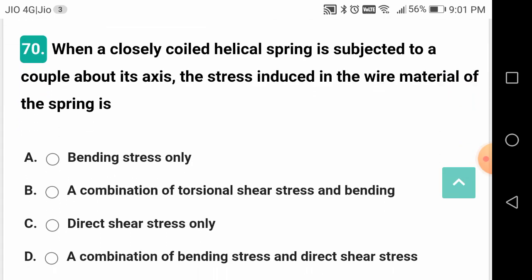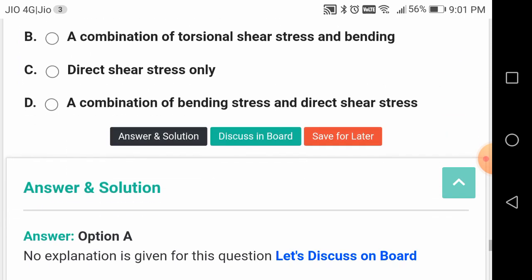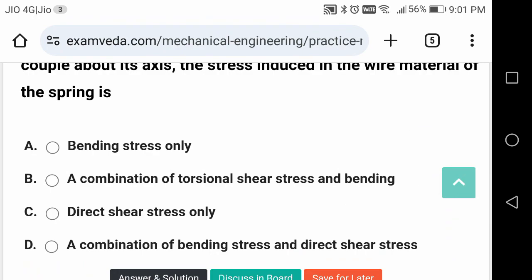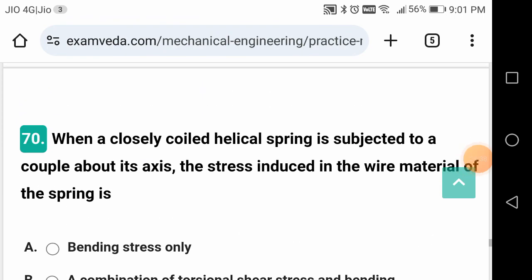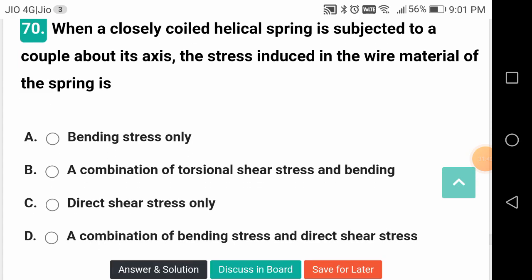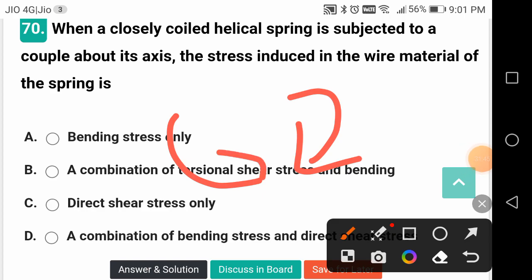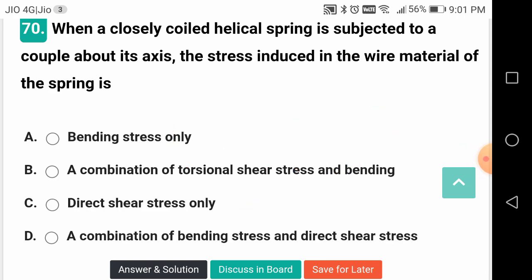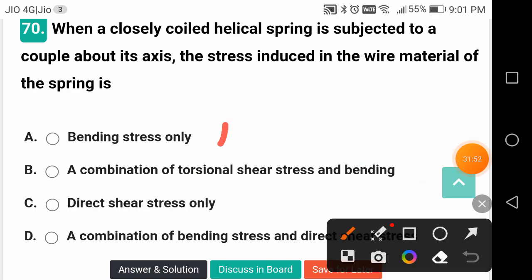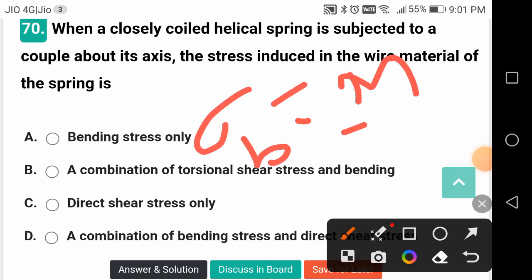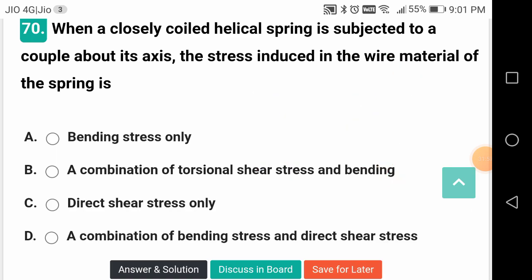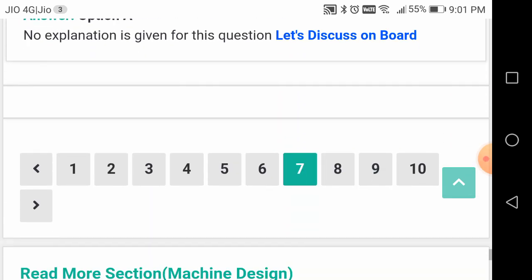When a closely coiled helical spring is subjected to a couple about its axis, the stress induced in the wire material of the spring is, what is this? It is just bending stress. Couple is nothing but a bending moment. So, something like this. M is going to introduce bending stress. What is the bending stress formula? Sigma b is equal to M by Z. Z is the section modulus.